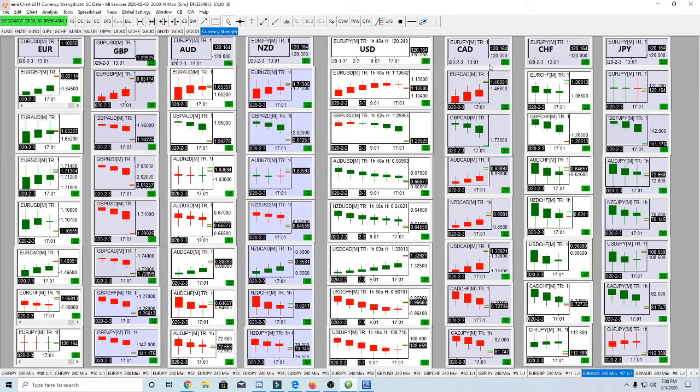I'm going to explain what this is. For those of you seeing this for the first time, this is what we've designed out of Sierra Chart as a currency strength chart book. Now, what is a currency strength chart book? How would we use it? And then how would we use this one in particular?